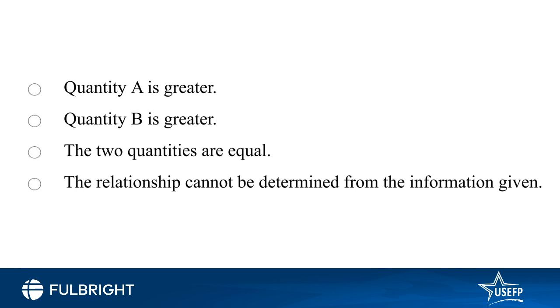If the two are equal, we choose option C, and if it cannot be determined, we choose option D. D is the one when we have insufficient information. Or if two or three of the above options could be correct, then we cannot determine. So if more options are right, and the relationship cannot be determined, then we choose option D.